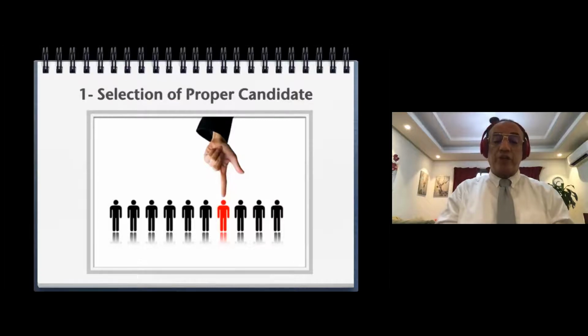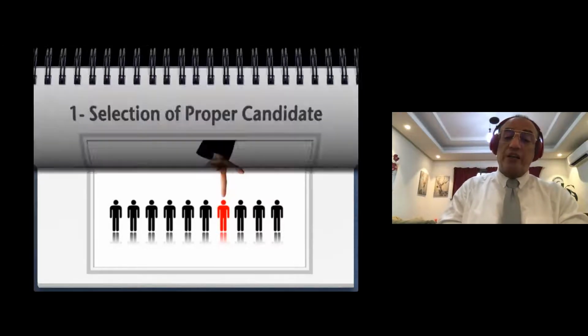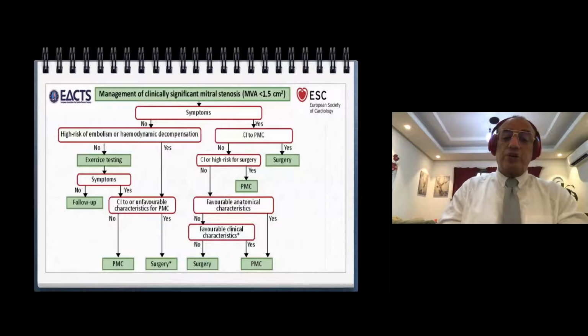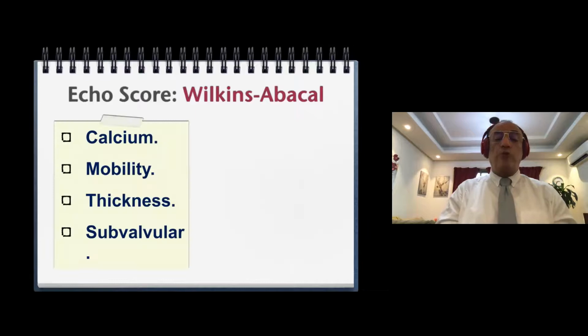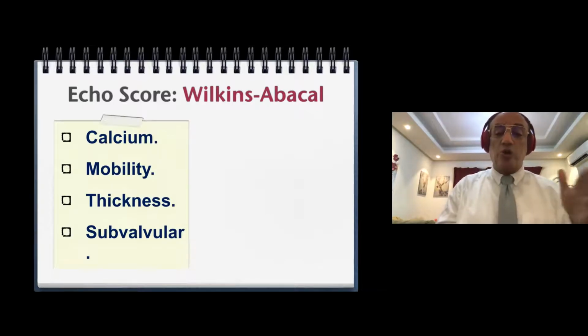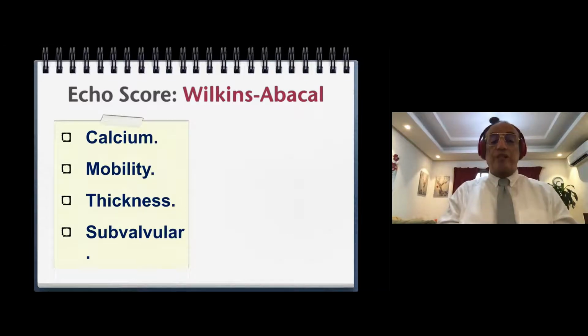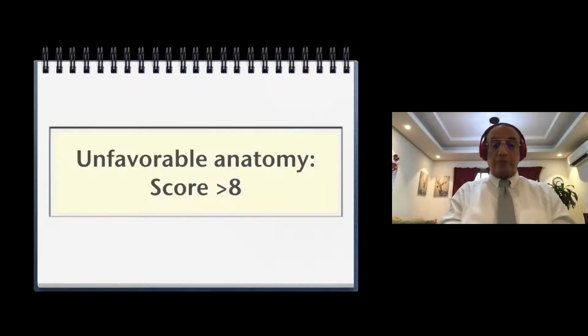So, proper selection of who is a candidate for balloon mitral valvuloplasty is definitely according to the guideline: any patient with severe symptomatic mitral stenosis, or severe asymptomatic mitral stenosis with a positive exercise test for dyspnea, chest pain, and hypotension. One of the most important findings by echo is to check the valve morphology by the Wilkins and Abascal score. If the score is less than 8, the anatomy is favorable for balloon valvuloplasty, so you have to go to balloon valvuloplasty if there is no mitral regurg.